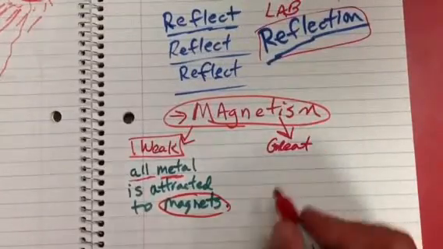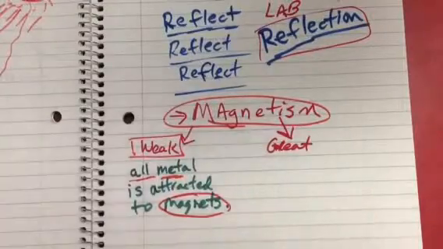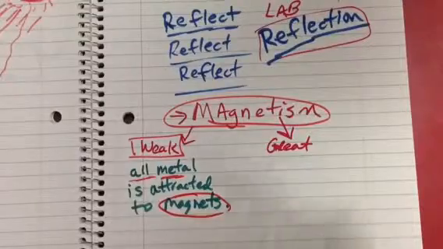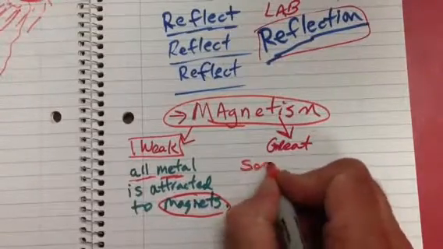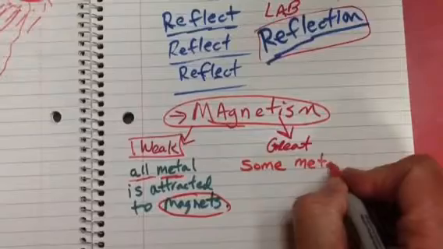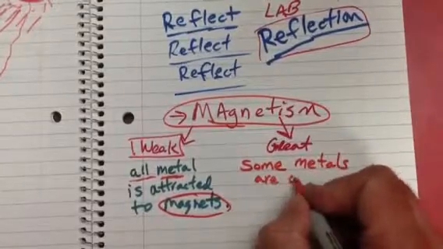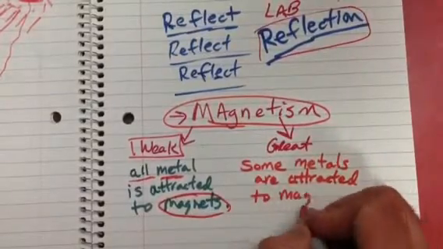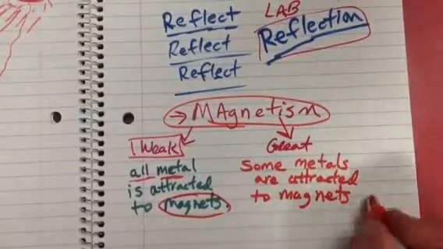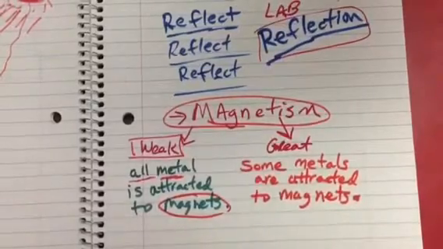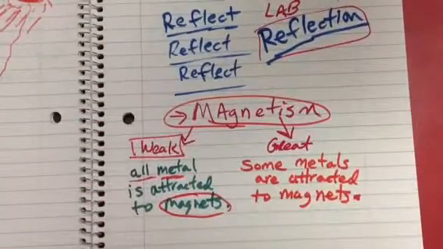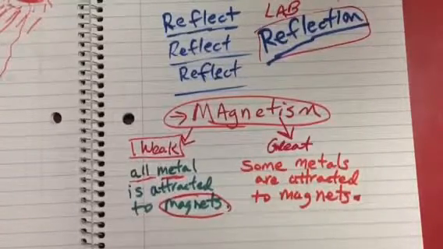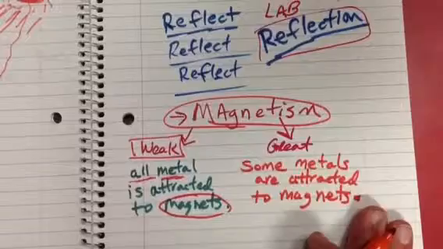Well, we said a great conclusion has got to still be about magnetism. Some metals are attracted to magnets. This is a much better conclusion. It's on magnetism, and it's actually true. Some metals are attracted to magnets, not all. This is one example of a better conclusion.